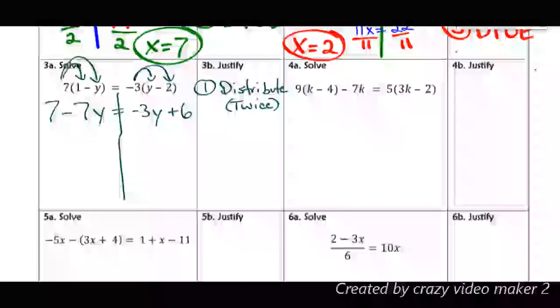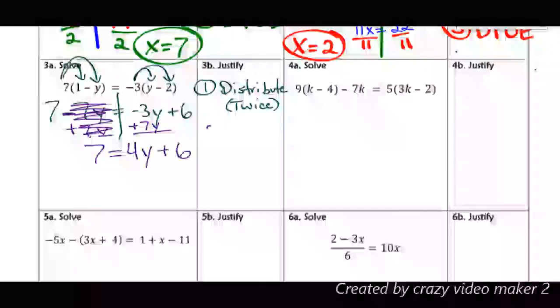So I'm going to choose, just to cancel out this minus 7y, I'm going to add 7y to both sides. So I'm canceling out subtracting 7y by adding 7y. That completely goes away. Leaves me with, sorry, just 7. 7 equals negative 3y plus 7y is 4y plus 6. So I decided to add to both sides. That is addition property of equality.